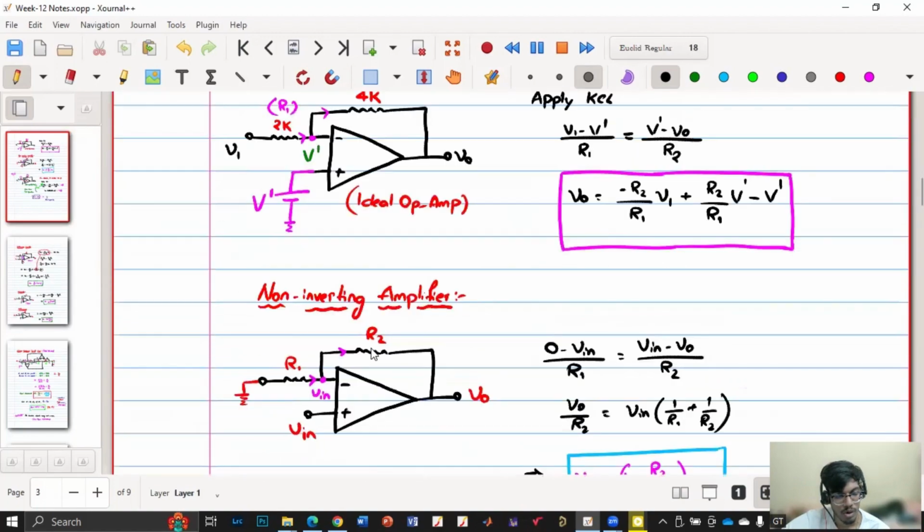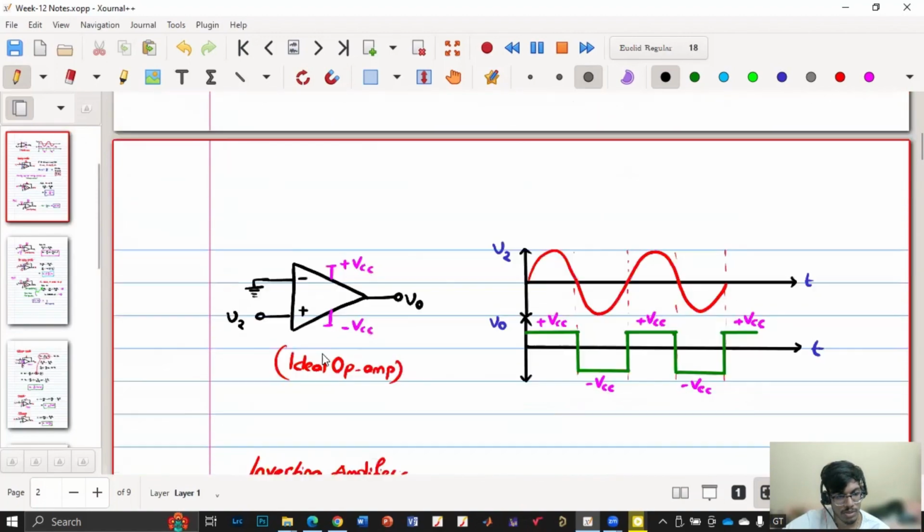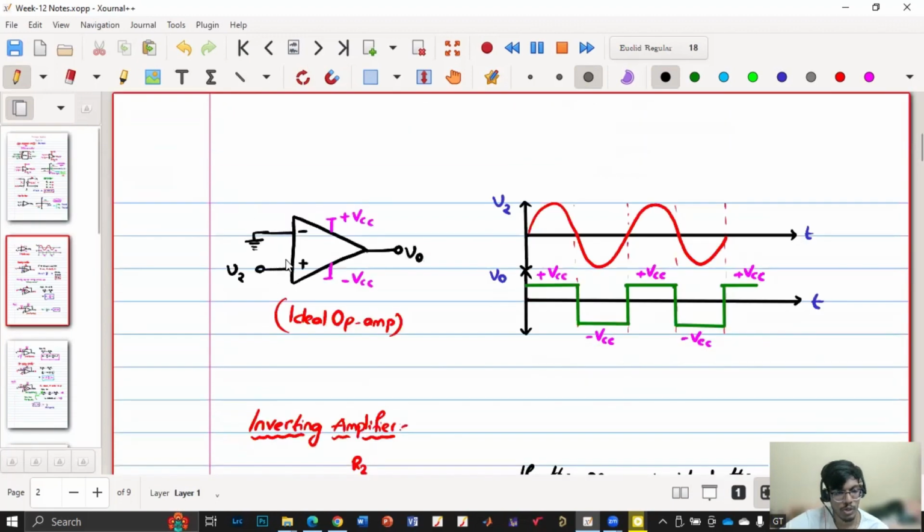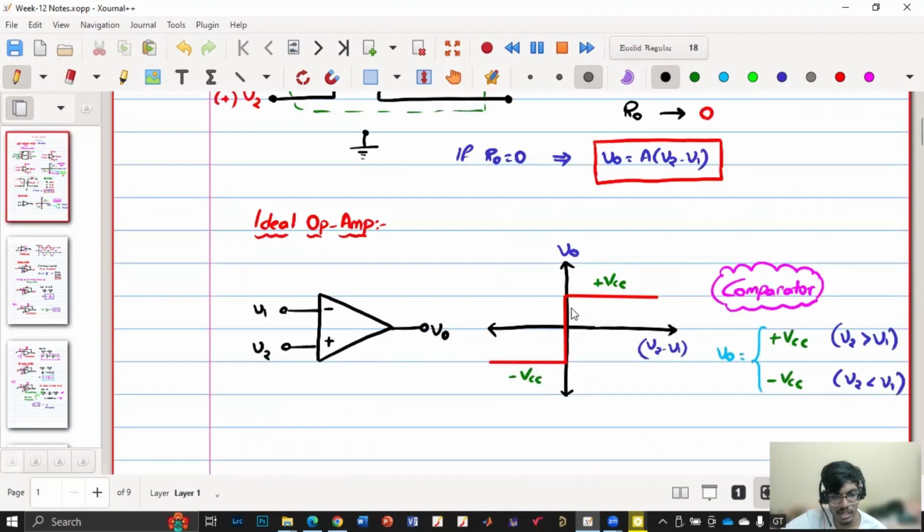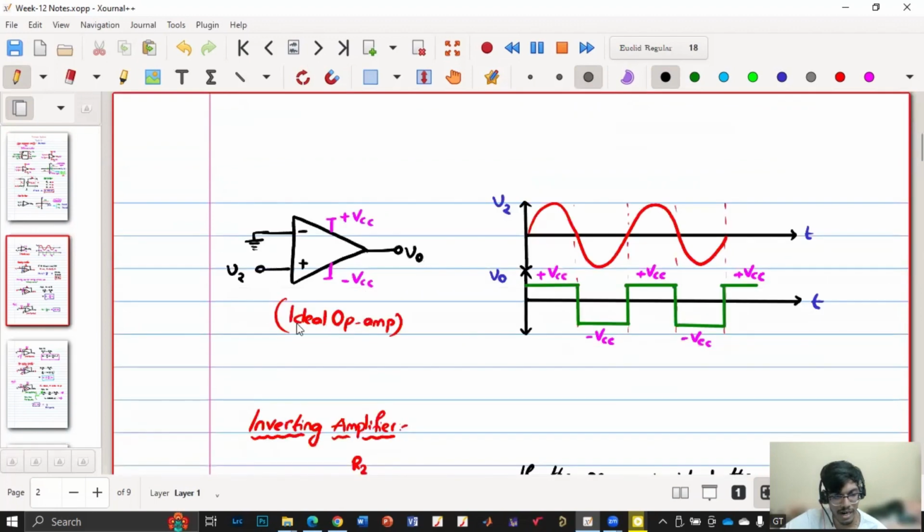So if the op amp has only two inputs and no negative feedback, and it is an ideal op amp, then this is the V naught versus V2 minus V1 graph. If V2 minus V1 is positive, the output will be plus VCC. If V2 is less than V1, it will be minus VCC. So in this case it will work like a comparator.